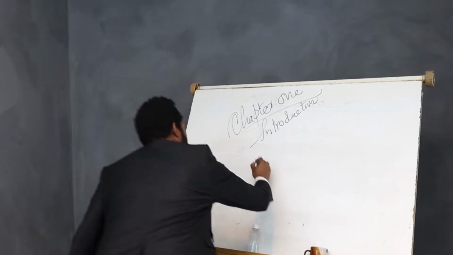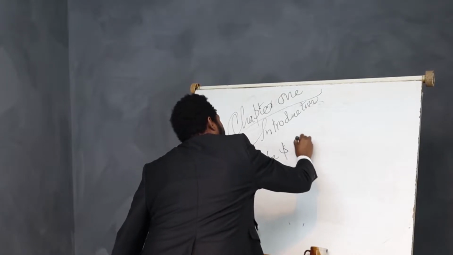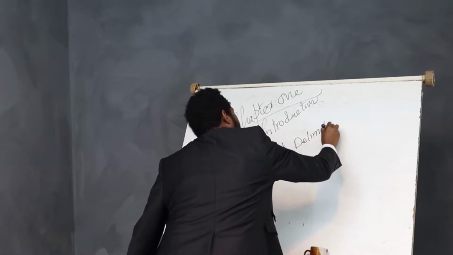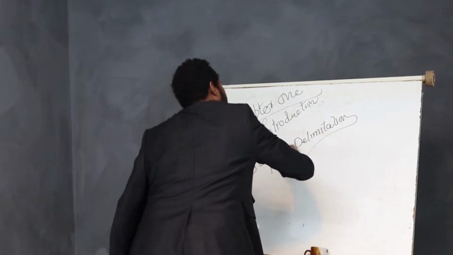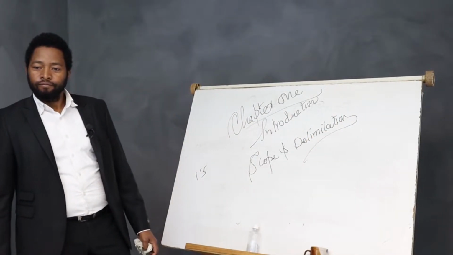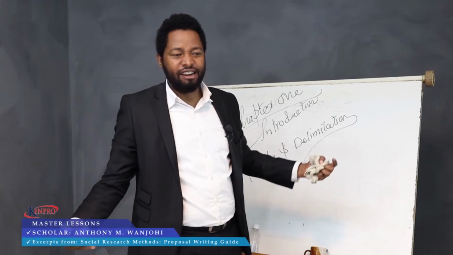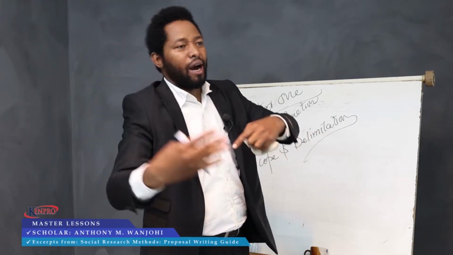Scope and delimitation. Scope and delimitation are very closely related in their definition. Scope is a delimitation because it's a boundary. That is, a study has a boundary that reaches a certain area and delimits you from going outside of that.